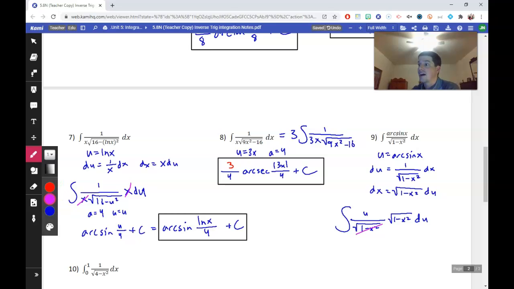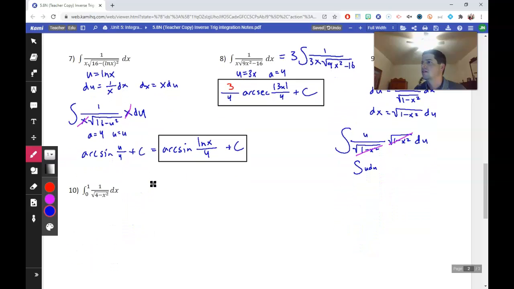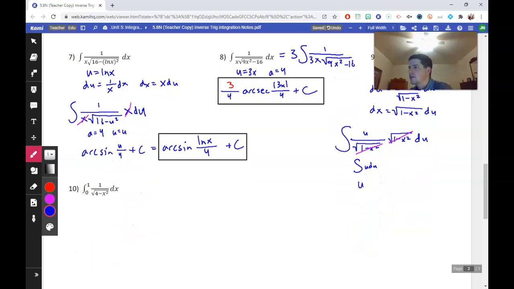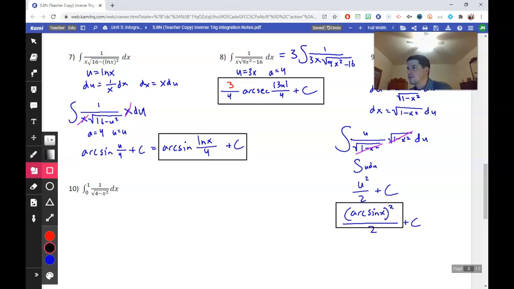Those guys are going to divide out right there. And we are left with the integral of u du, which is just about the simplest integral you could find. Let's give some more space down here. There we go. So add 1 to the exponent, divide by 2. And we really do need to put it back in though, so we get arc sine of x squared over 2 plus c. So the kicker here was trying some different u substitutions and remembering that the derivative of arc sine is 1 over square root of 1 minus x squared.